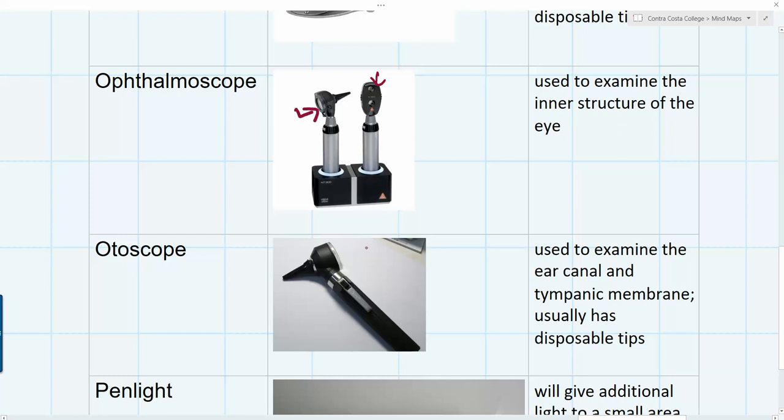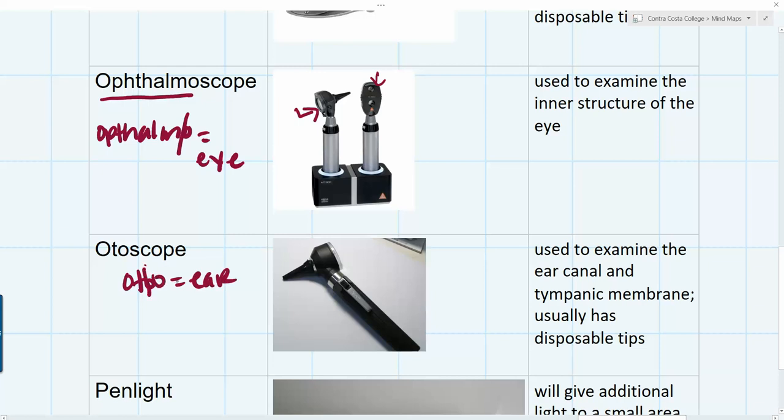Here's another picture of an otoscope. The ophthalmoscope, ophthalmo means eye in medical terms. So the ophthalmoscope looks in the eye. Oto equals ear in medical terms. So the otoscope looks into the ear. It's used to examine the ear canal and the tympanic membrane.